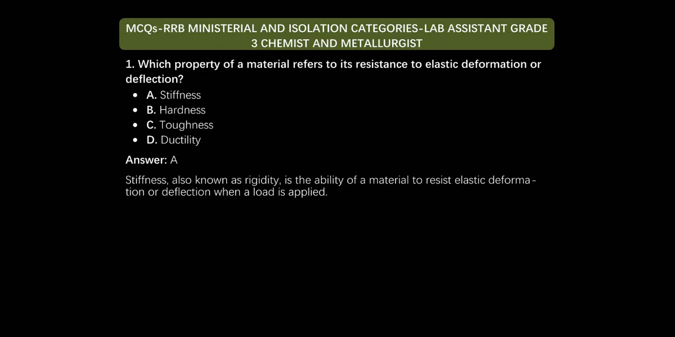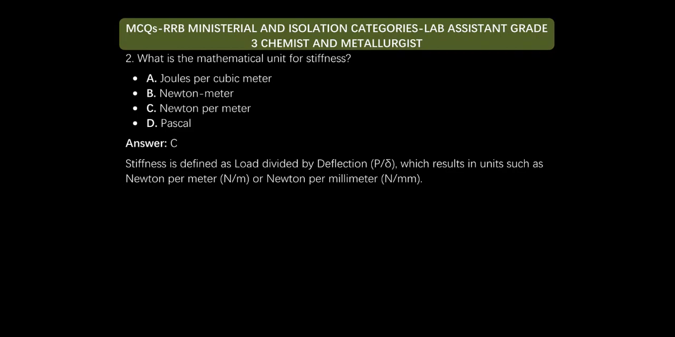Which property of material refers to its resistance to elastic deformation or deflection? Option A. Stiffness. What is the mathematical unit for stiffness? Option C. Newton per meter.